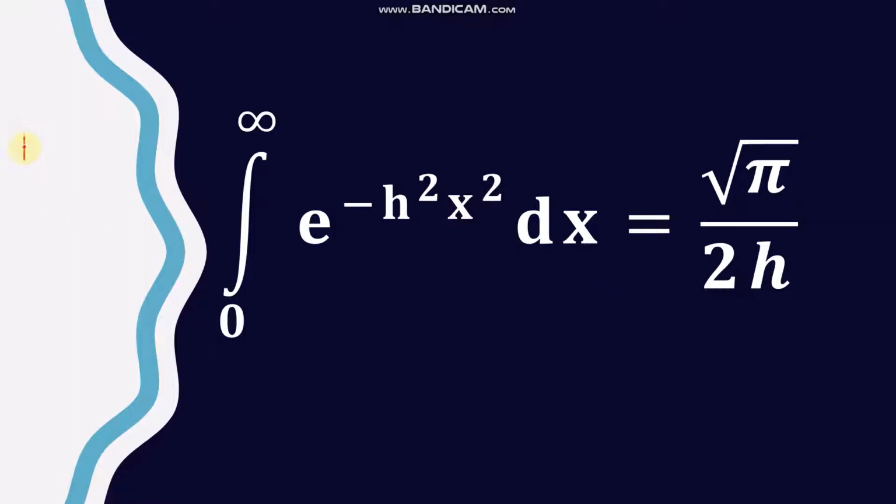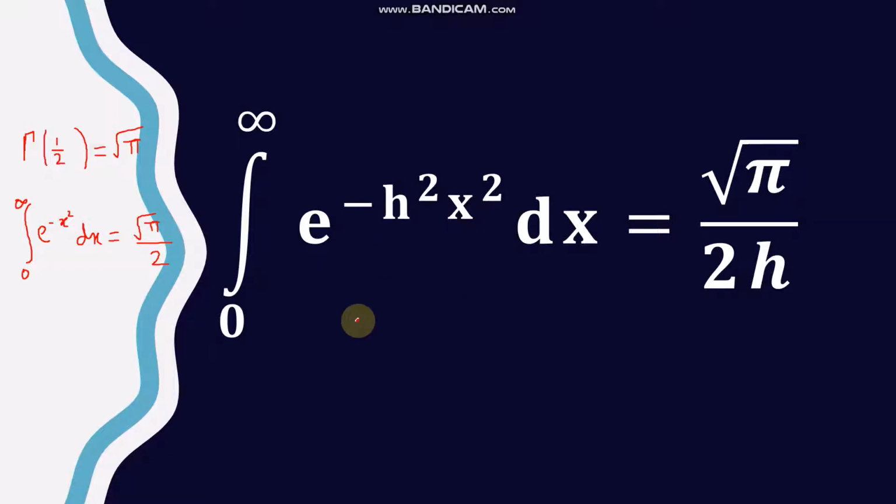Like we have done gamma half, the value of gamma half was root pi, right? In the proof of gamma half, in the end we arrived at one integral which was 0 to infinity e raised to power minus x square dx. We directly wrote the value of this integral equal to under root pi by 2. Such type of integral is very useful. It will be used in solving many questions based upon gamma function.